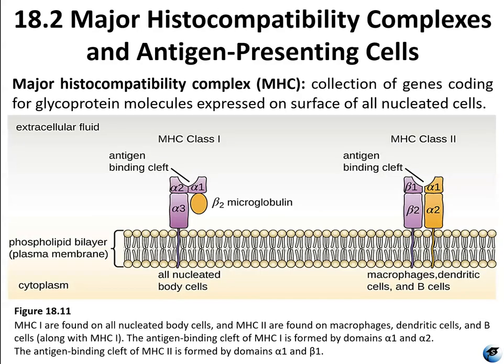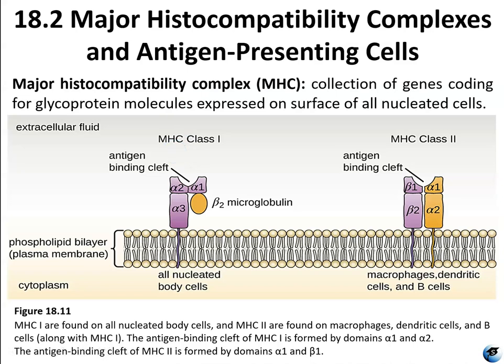In cell-mediated immunity, cytotoxic T cells learn to recognize antigens that are combined with major histocompatibility complex proteins, the MHCs, and they're shown to them by antigen-presenting macrophages and other immune system cells. So remember, the major histocompatibility complex, the MHC, is a collection of genes that code for glycoprotein molecules expressed on the surface of nucleated cells. MHC1 are found in all nucleated body cells. MHC2 are found on macrophages, dendritic cells, and B cells.